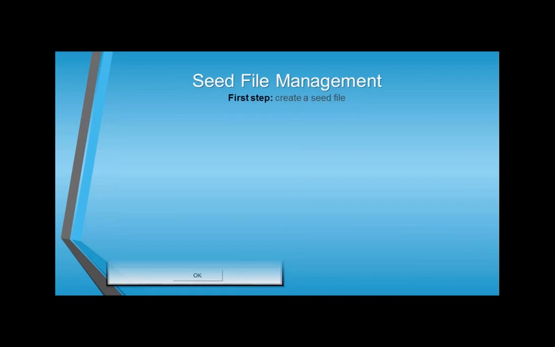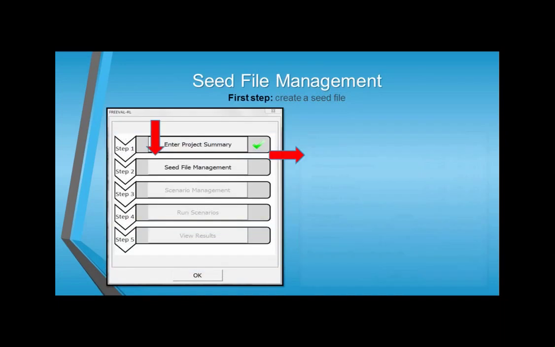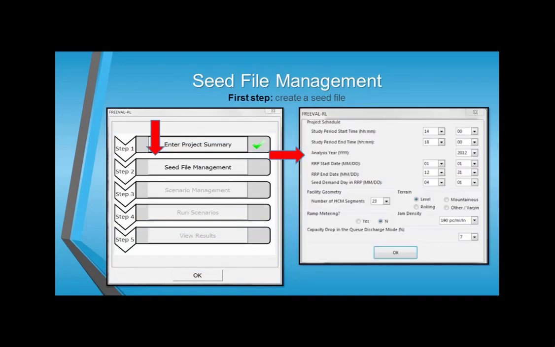In the creation of the seed file, we have to input some important information like the starting time and the ending time of the period of analysis, which in our case was from 2 p.m. to 7 p.m., the start date and the end date of the period of analysis, which in our case was a whole year, 2012, from January 1st to December 31st. Another piece of information that we have to input in this step is the number of segments that we're going to be working with, which in our case was 23 segments, and the type of terrain that we're going to be working on. And as we know, Miami is a level terrain.